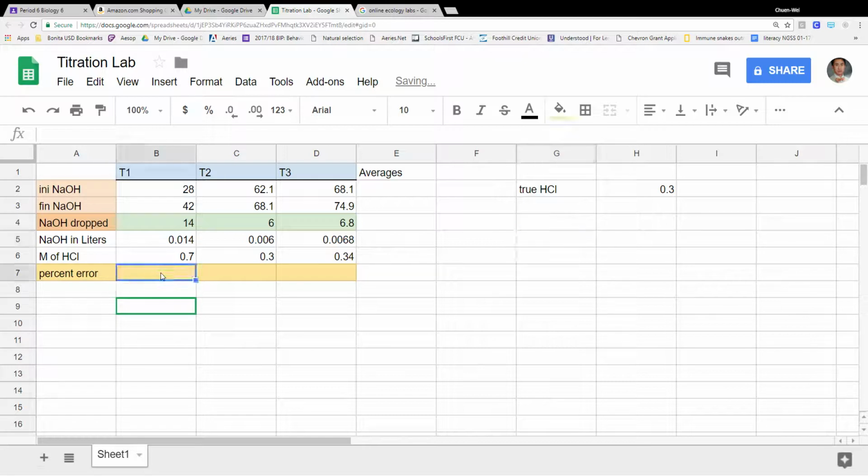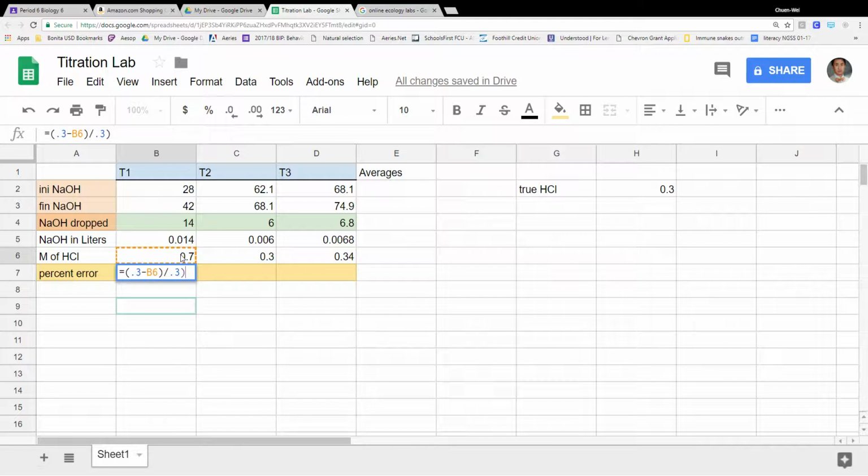All right, so to find percent error, we do equal to, we're going to do 0.3, right? I'm going to put in parentheses, 0.3 minus what you got. And what you got here is 0.7. That's not so good. Close parentheses. Divided by what you're supposed to get, which is 0.3. This is the classic percent error equation that you know of.